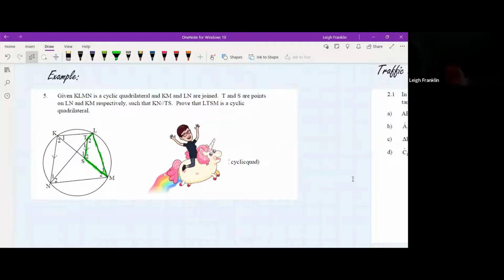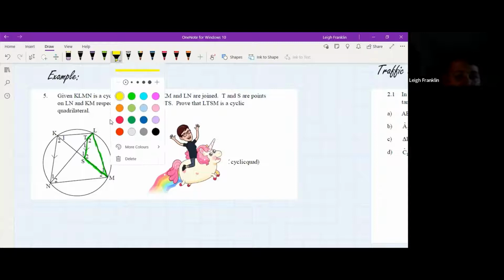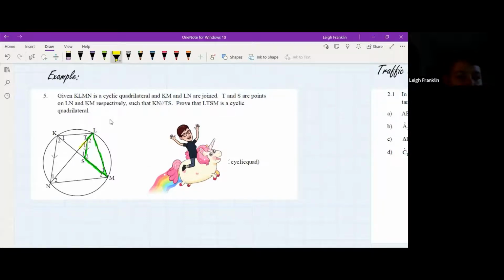So that means that the only remaining way that we can prove that it's a cyclic quad has to be the last one, and that's by proving that the exterior angle is equal to the opposite interior angle. So in other words, let's extend it in a different color. I can extend side TL, can you see that? And T1 would be the exterior angle of the cyclic quad.